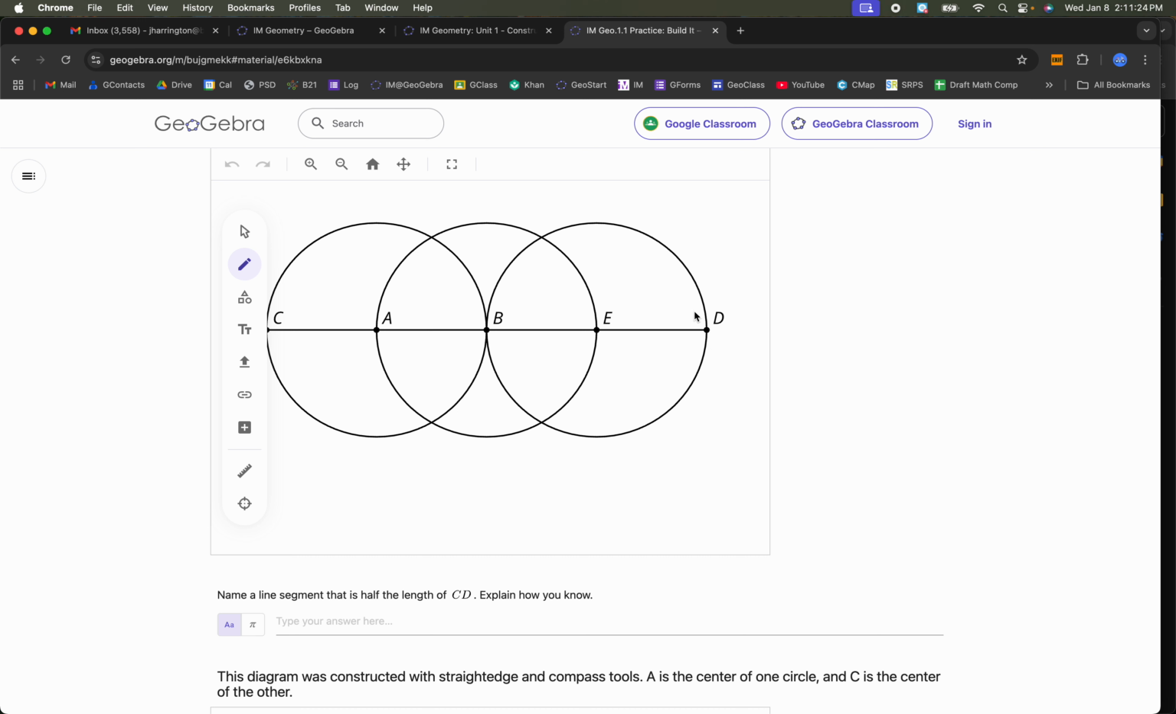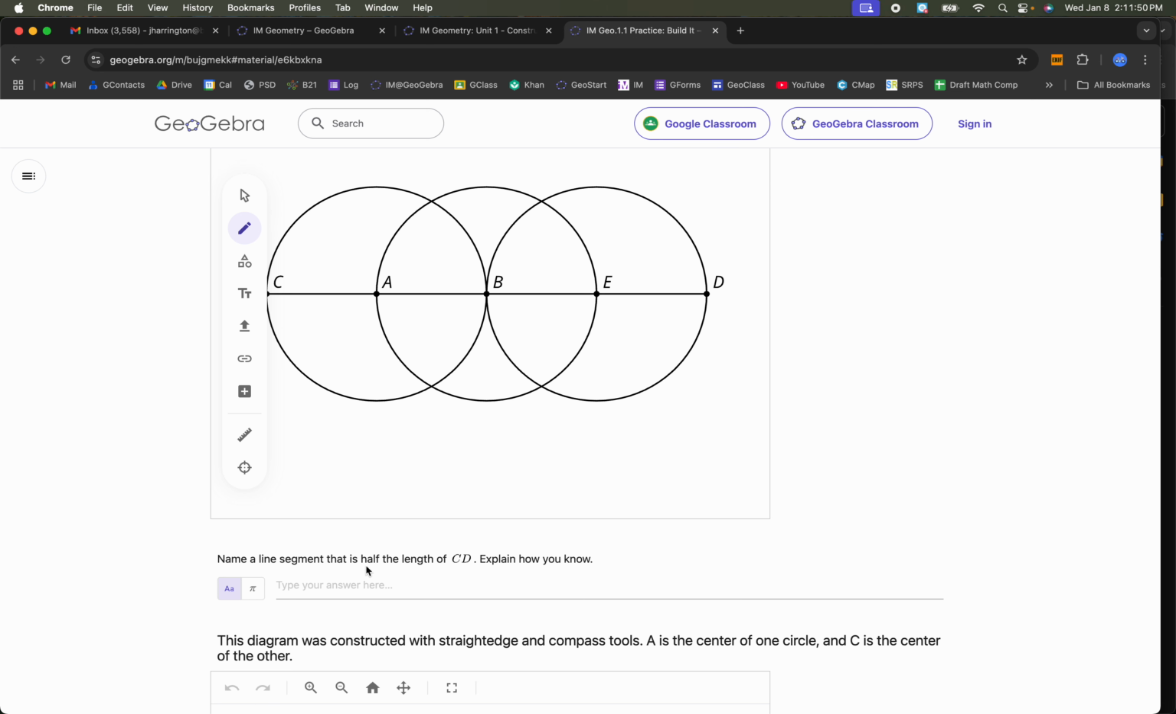All right. Half as long as CD. Well, remember the key to lesson 1 is radius, right? So can we identify any radii here? How many radiuses can we find? Well, let's see. We can look around, right? A radius is what? A radius is from the center out to the edge. Well, if we look at CD, how many radiuses is that? Right? And we need to find something that is half the length of CD. Pause the video and answer the question. Be sure to explain how you know.